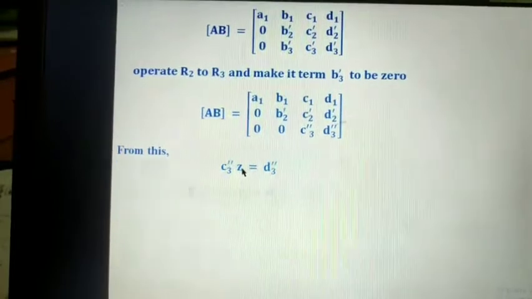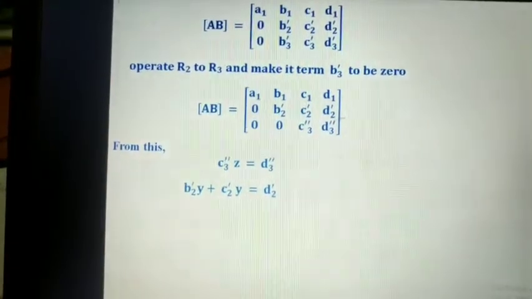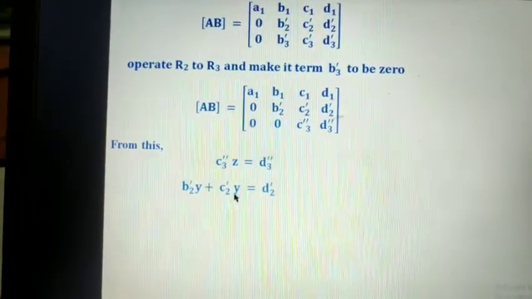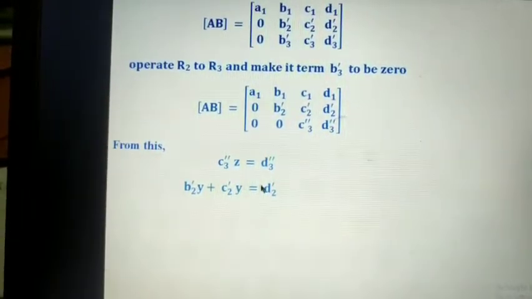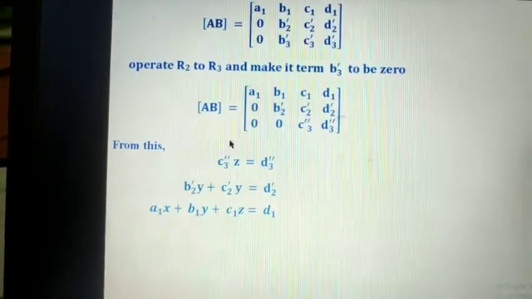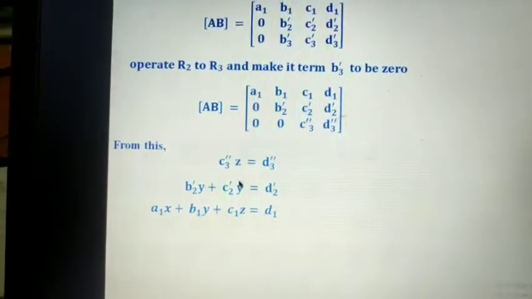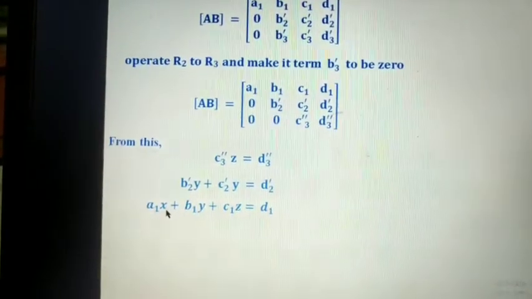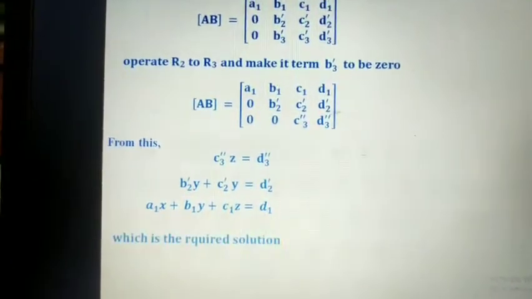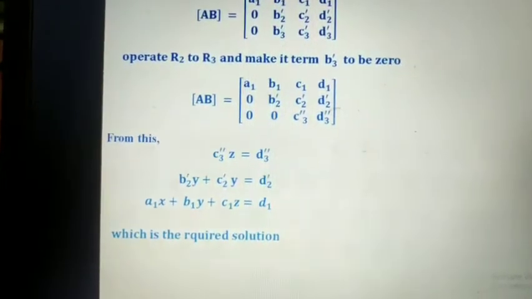From the second row we have B2 dash y plus C2 dash z is equal to D2 dash. And from the first line we get A1x plus B1y plus C1z equal to D1. The z and y are to be substituted here. We get the value of x. So this is the process of finding the values of x, y, z from the Gauss elimination method, which is the required solution.